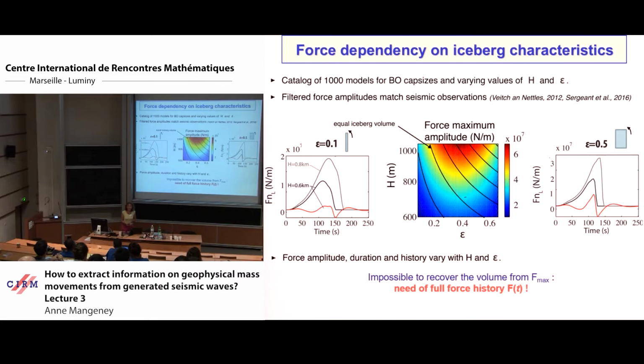And now that we have this model, we can see how the force varies depending on the thickness, aspect ratio, and delta z. For example, if you have a very thin iceberg here, epsilon equals 0.1, you have this kind of force, the force as a function of time. If the iceberg is 600 meters high, you have this increase and decrease. This is the filtered force here. And if you increase the thickness, obviously you get a higher force here.